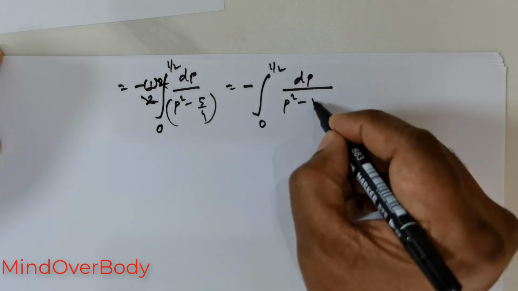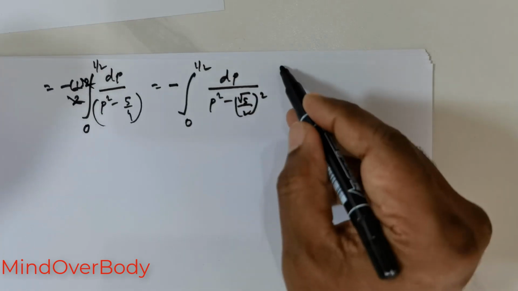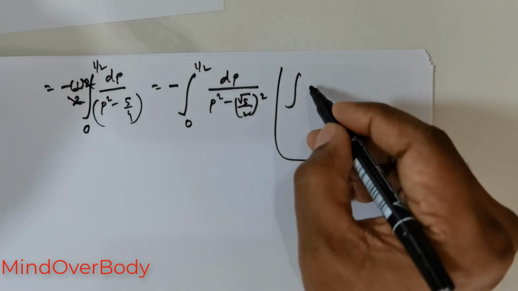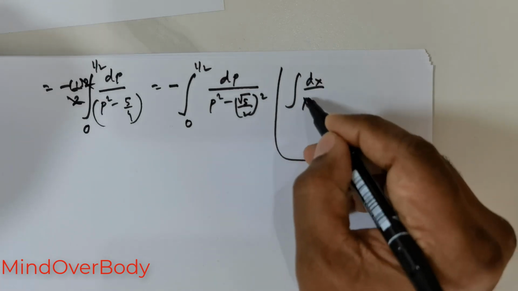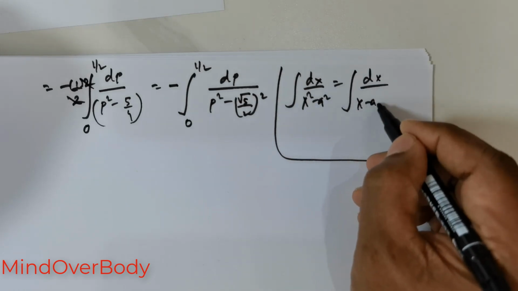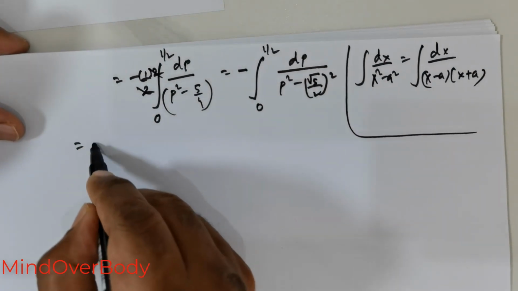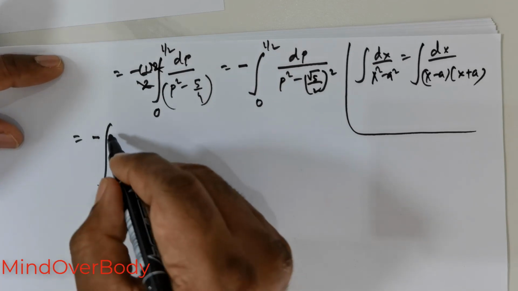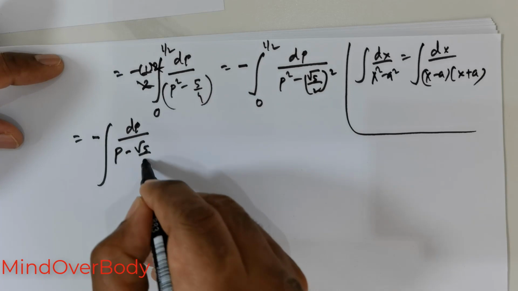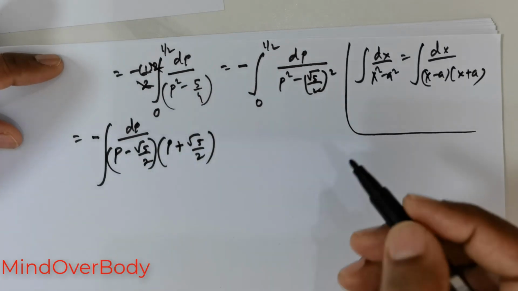5 over 4, I can write this as root of 5 divided by 2 raised to the power of 2. Now I can use the logarithmic formula here, but I will do this by partial fractions. This is similar to integral dx over x squared negative a squared, which is nothing but integral dx over x negative a times x positive a. So by this fact, I can rewrite this as negative integral dp over p negative root of 5 divided by 2 times p positive root of 5 divided by 2.